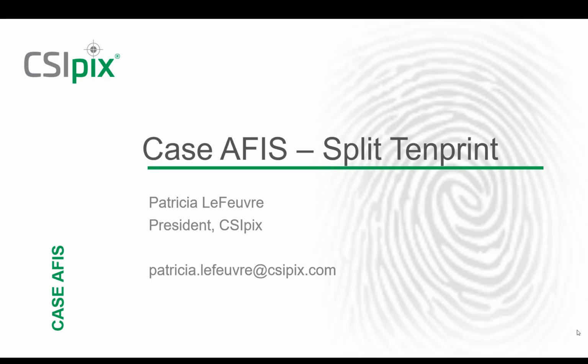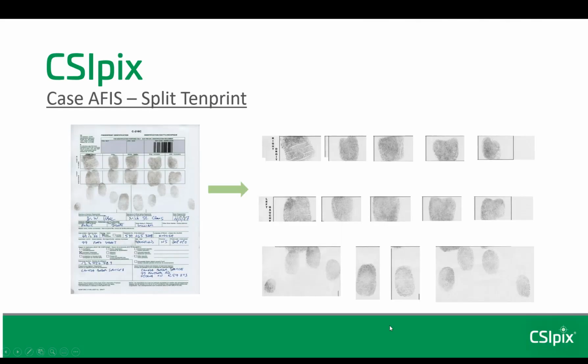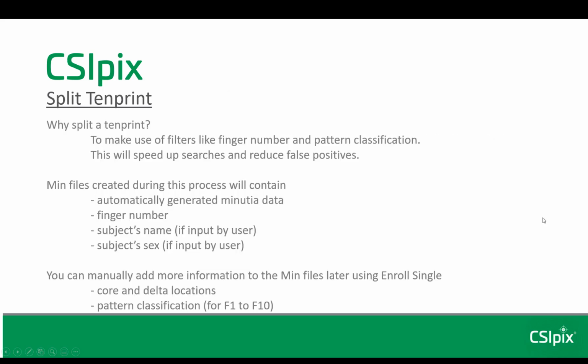Welcome to this video about splitting Tenprint images in CSIpix Case AFIS. Split Tenprint takes a large Tenprint image and splits it into smaller individual single rolled finger images and slap finger images. Why split a Tenprint? It's to make use of filters like finger number and pattern classification when you're searching. This will speed up searches and reduce false positives.